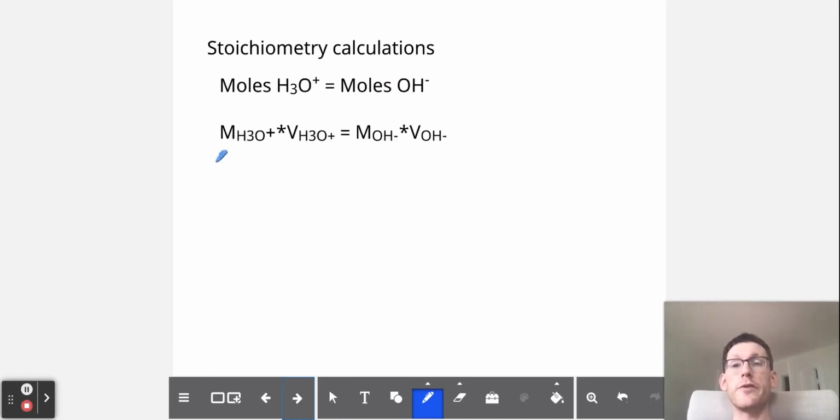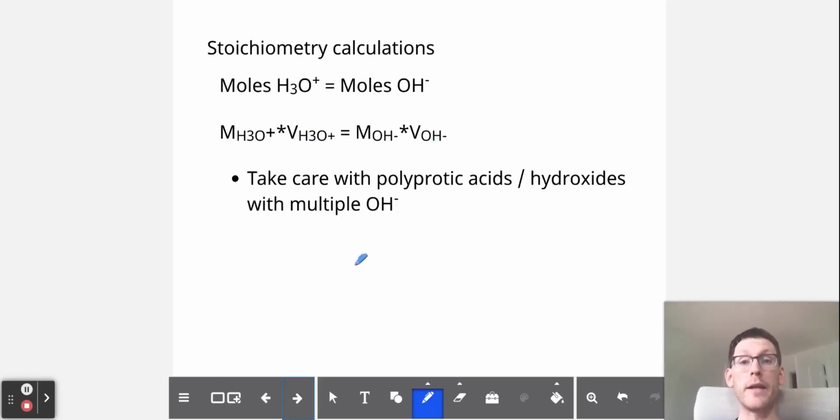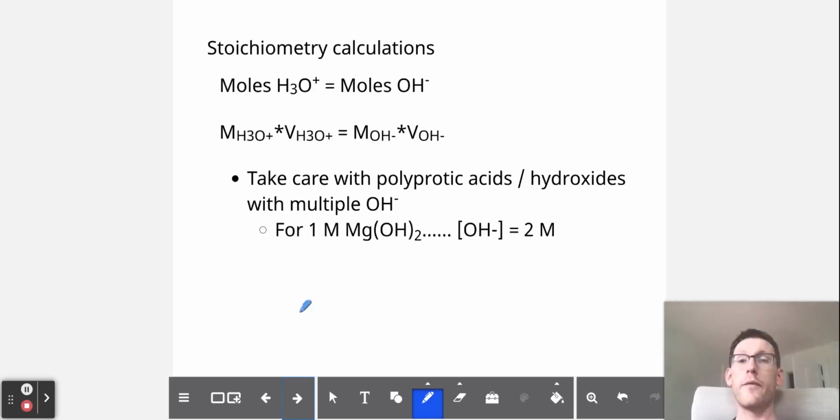So you can solve titration problems using molarity of H3O plus times volume of H3O plus is equal to molarity of OH minus times volume of OH minus. Bear in mind, if you have a polyprotic acid or a hydroxide that has more than one OH minus, you may need to use a coefficient. For example, if you have a 1 molar solution of MgOH2, you will need to plug in 2 molar for your concentration of hydroxide, since the base has 2 hydroxides in it.